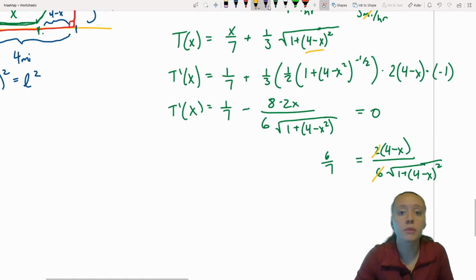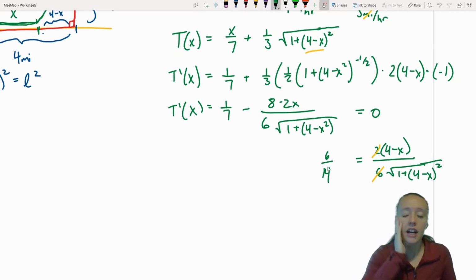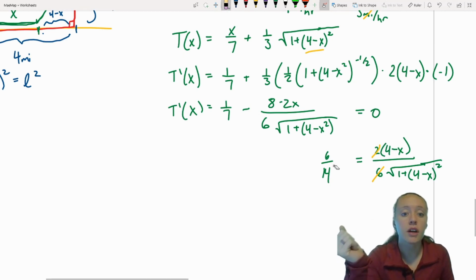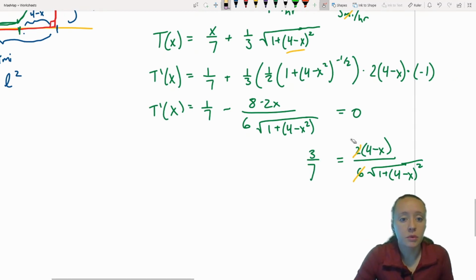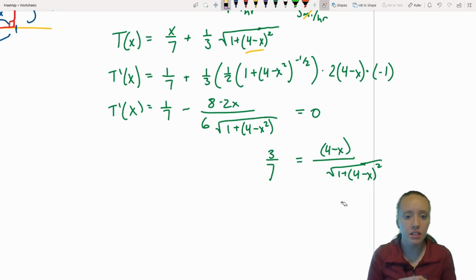And when I divide both sides by 2, I'll now get 6 over 7 times 2, which is 6 over 14 on my left-hand side. And if I want to, I can simplify that down. Since both are divisible by 2, this is going to be 3/7. So I have that 3/7 is equal to (4 minus x) over the square root of 1 plus (4 minus x) squared. So this is looking a little complicated to solve.